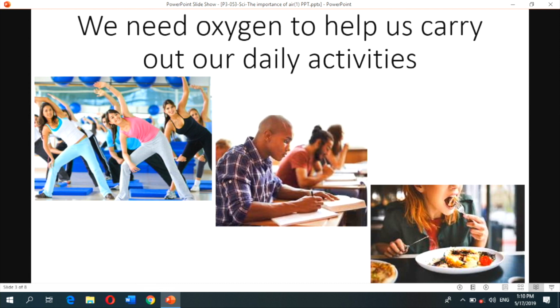Yes. Remember before when we said about breathing, the type of air that we breathe in is called oxygen. Okay? We breathe in oxygen, we breathe out carbon dioxide. So what can you see happening in the first picture here? Exercising. Do people need oxygen to exercise? Yes, of course. They need lots. Because you exercise, you get out of breath quickly. So we have to breathe more.